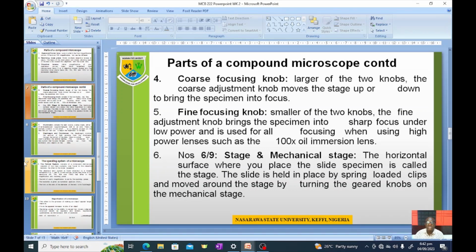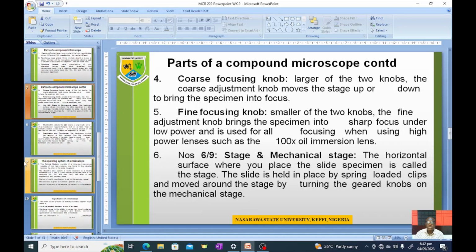Number 4 on the diagram of a compound microscope is the coarse focusing knob. The larger of the 2 knobs is the coarse adjustment knob, which moves the stage up or down to bring the specimen into focus. In other words, if you have your specimen on the stage and clipped by the mechanical arrangement of the stage, you will have to move the coarse adjustment either up or down to bring the object into focus.